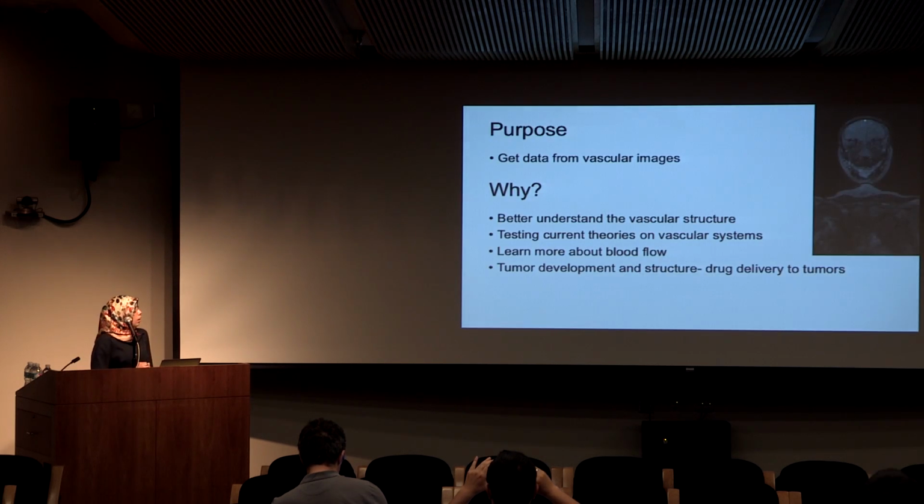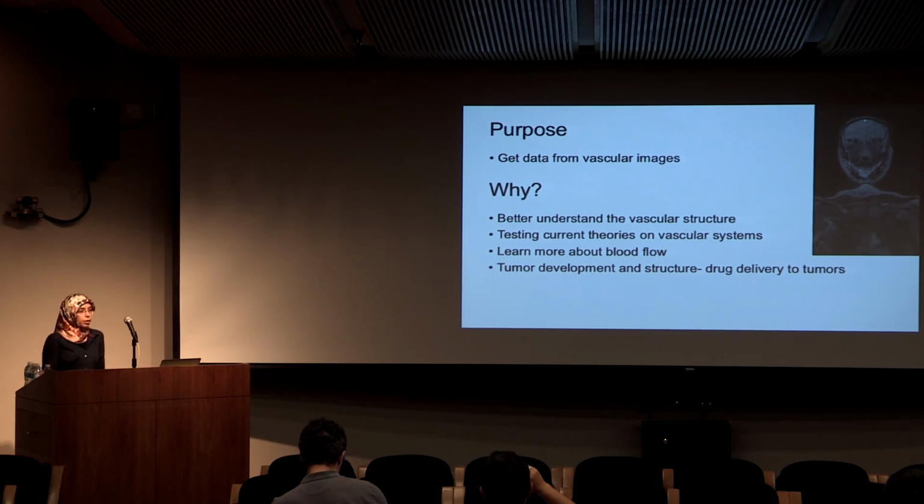Okay, let's start. The purpose is getting data from vascular images, and the why. We would like to extend our knowledge about the vascular system, like its structure, how it is developed or how it is evolved. That would also allow us to test the current theories on the vascular system, like metabolic scaling theories or some reduced relationship between the parent and child vessels, which is called Murray's law. Knowing more about the structure would also allow us to learn more about the blood flow.